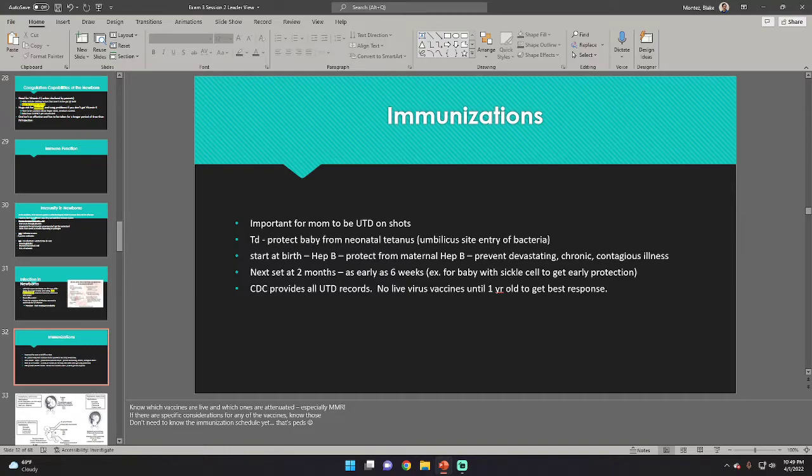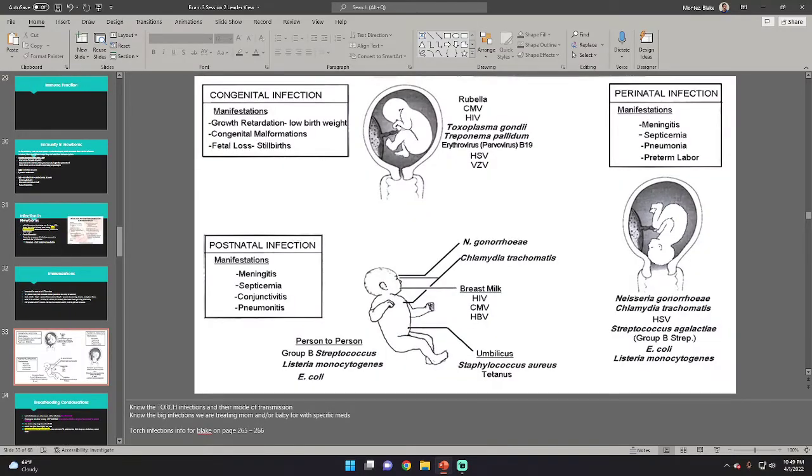No live viruses until the first year to get the best response. I would say for your test, know which ones are live and which ones are attenuated, especially MMR. If there are any specific considerations for any vaccines, know those. You don't need to know the immunization schedule yet. That's going to be pediatrics, so don't stress on that yet. Okay.